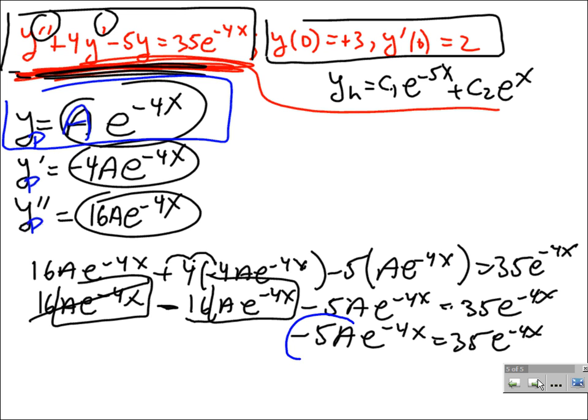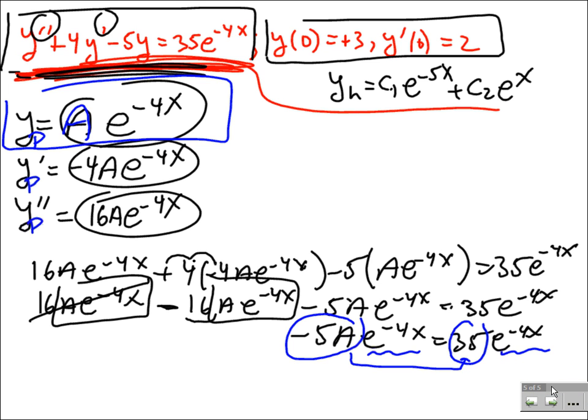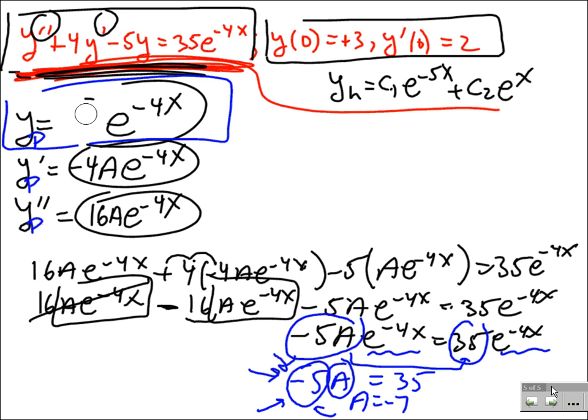Well, I have this multiple of e to the negative 4x, and it equals that multiple of e to the negative 4x. Those should be equal. Negative 5 times some number should be 35. And we know 5 times 7 is 35, but that's not 5. Negative 5. So that should not be 7. It's negative 7. Okay, so I now know that y particular is negative 7 e to the negative 4x.